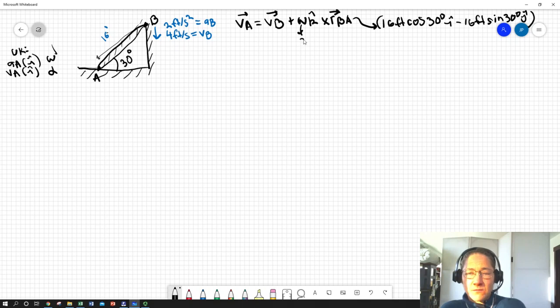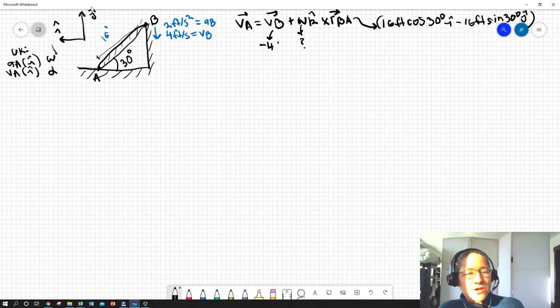This is an unknown, and this is negative 4 feet. And actually, I needed to establish a coordinate system before I could say what that radius vector was, because those didn't make any sense without a coordinate system. I missed a very important first step. And in fact, in this case, I'm going to break with my typical convention, and I'm going to write i to the left instead of the right.